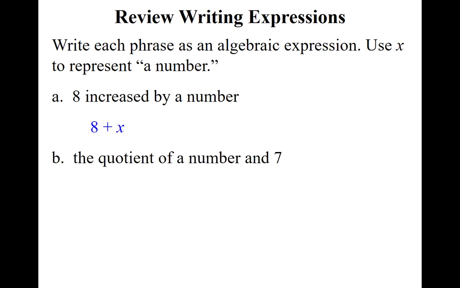B, the quotient of a number and 7. Well, with division words, the order does matter. So this is a number divided by 7, x divided by 7. We could express that using the division bar or the division symbol.